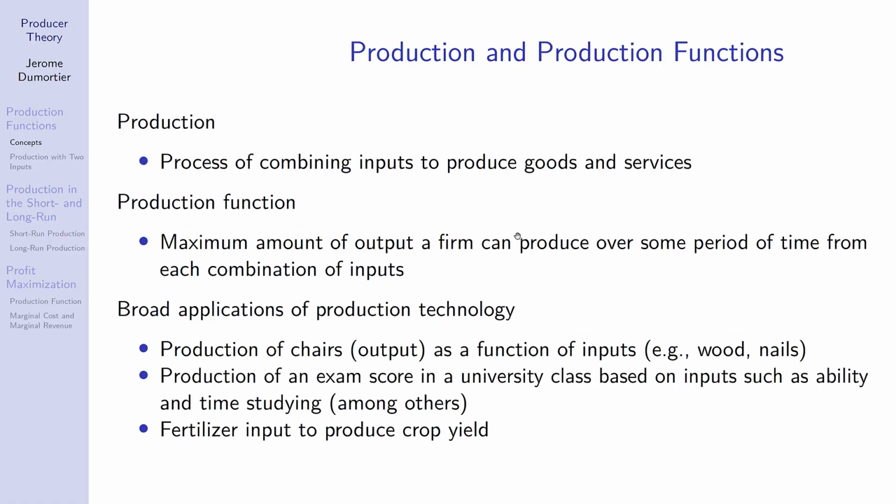Production is the process of combining inputs to produce outputs. A production function shows the maximum amount of output that can be produced over some period of time for each combination of inputs. Production technology can be applied very broadly. For example, building a chair as output from wood and nails as inputs. You can also think about the production of an exam score in a university setting based on the inputs such as ability and time studying, among others. On the next slide, we are going to look at fertilizer as the input to produce the output crop yields.